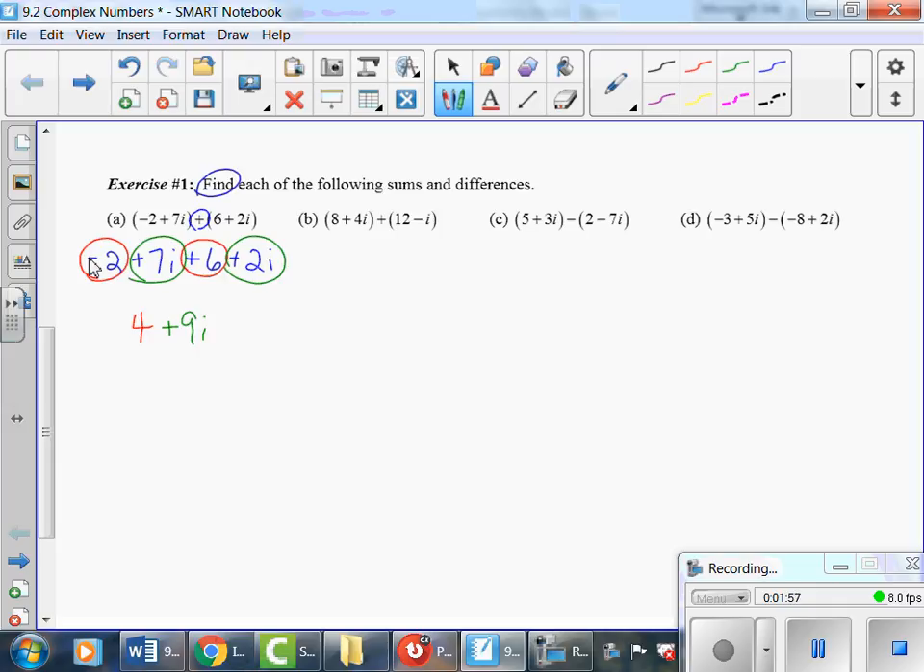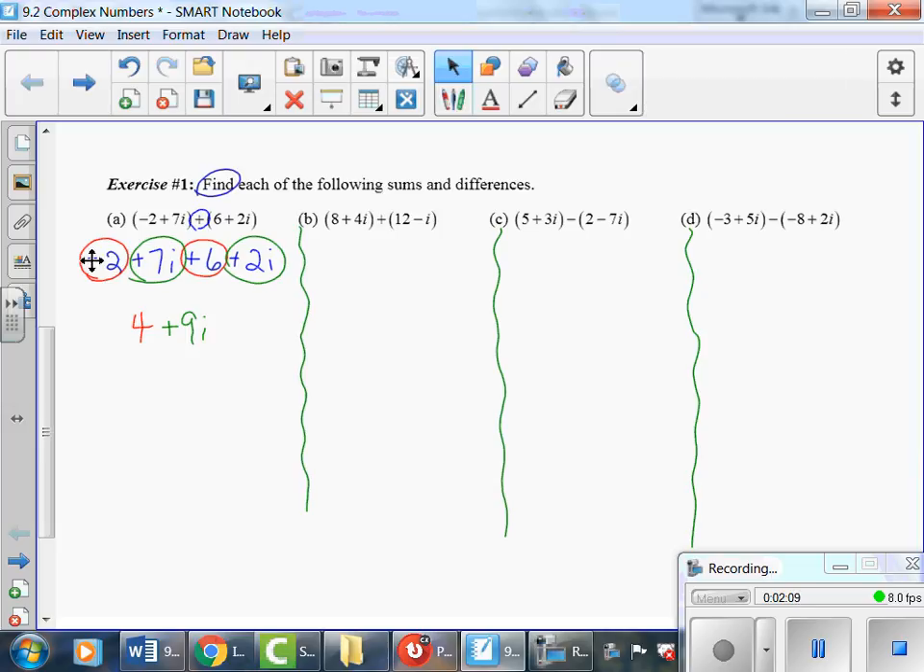Okay, not so bad. So why don't you take a few minutes and do the other three in this set, because I don't think you're going to need much help from me to do this. Okay? So hopefully on this one you got 20 plus 3i.